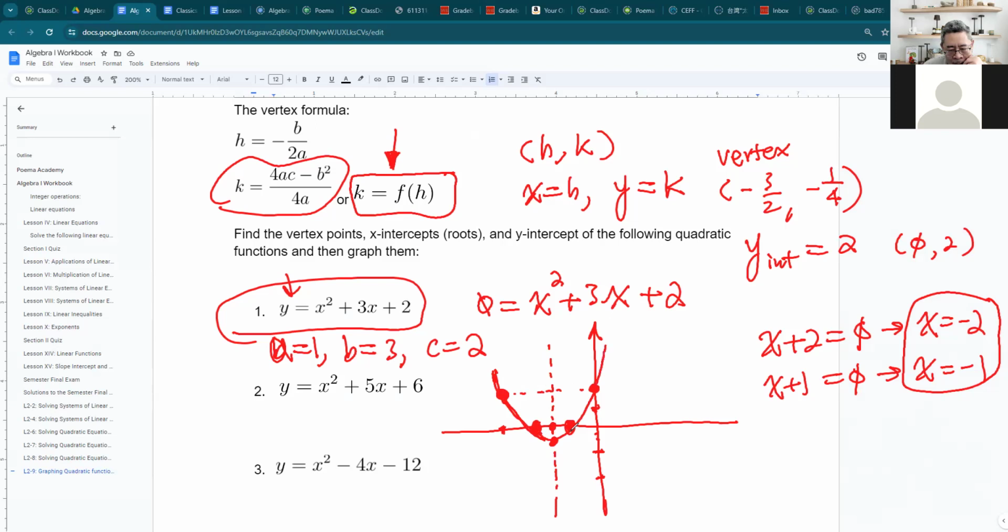Where did you get 1/2 from? Well, we know that this point is negative 1.5, right? Yep. This point, negative 1.5. So therefore, the distance from here to the center is 1/2, right?